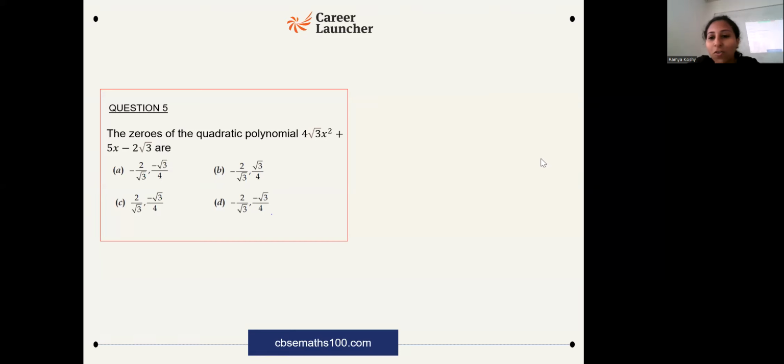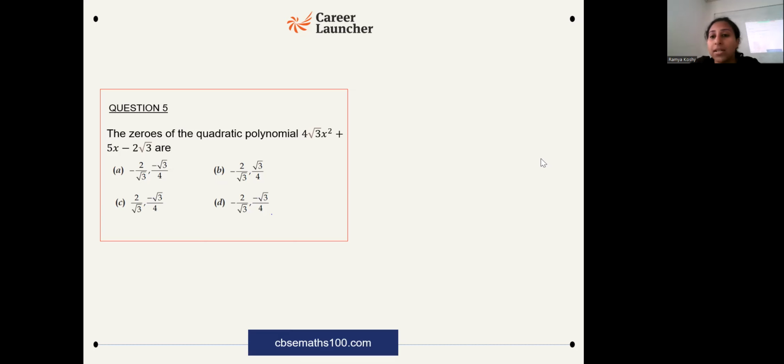What are the values of the zeros over here? Those of you who know how to split the middle term, you can do that, but it's not necessary since it's an MCQ question. If you know how to split the middle term, no problem. Go ahead and do it. We practiced it yesterday also, so it's okay.